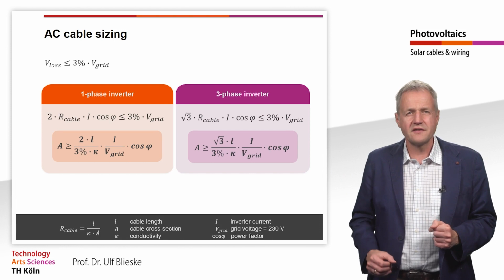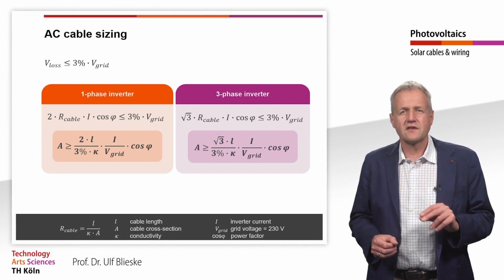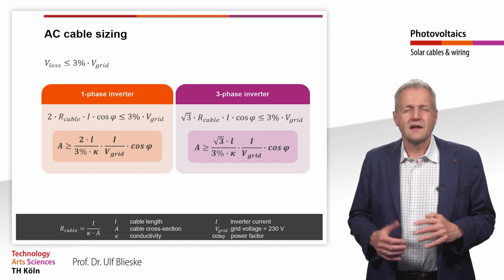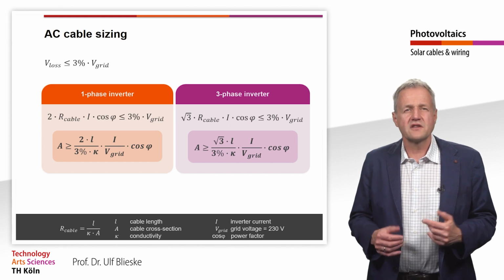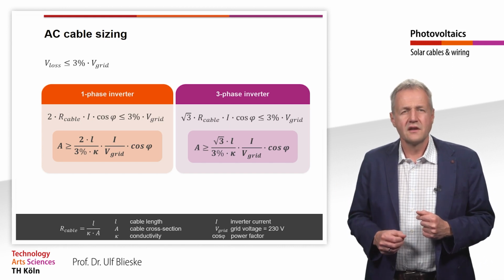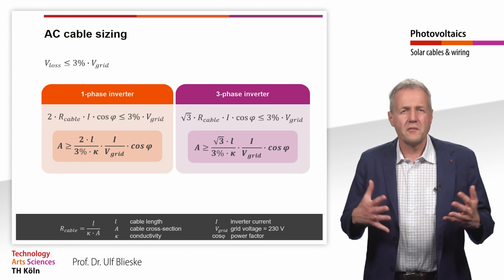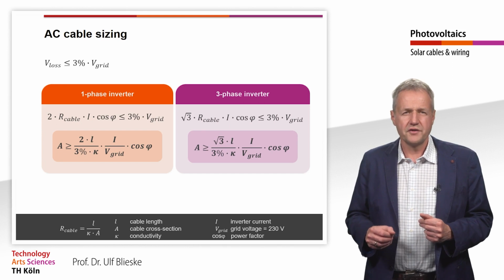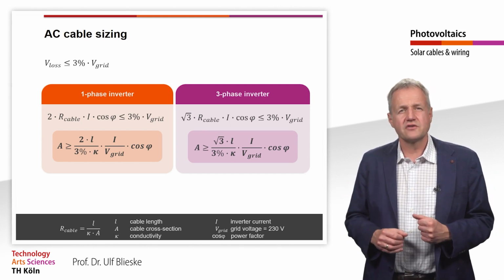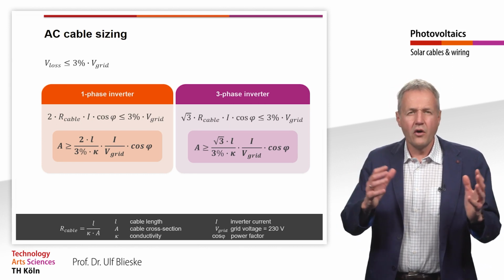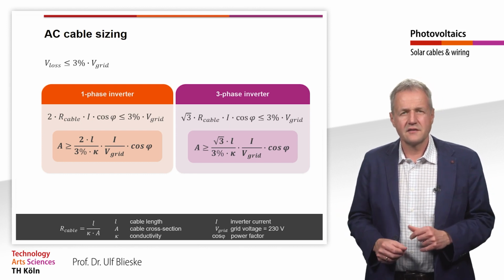We can now insert the equations we have worked out for the AC side voltage drop into the equation for the cable resistance, R cable equals cable length divided by specific resistance times cross section, thus resulting in the conditions shown here for the cable cross sections in the AC circuit. In the equation, Vn corresponds to the mains voltage of 230 volt. Mainly because of the higher tolerance of the 3% voltage drop, significantly smaller cross sections are used on the AC side than on the DC side.